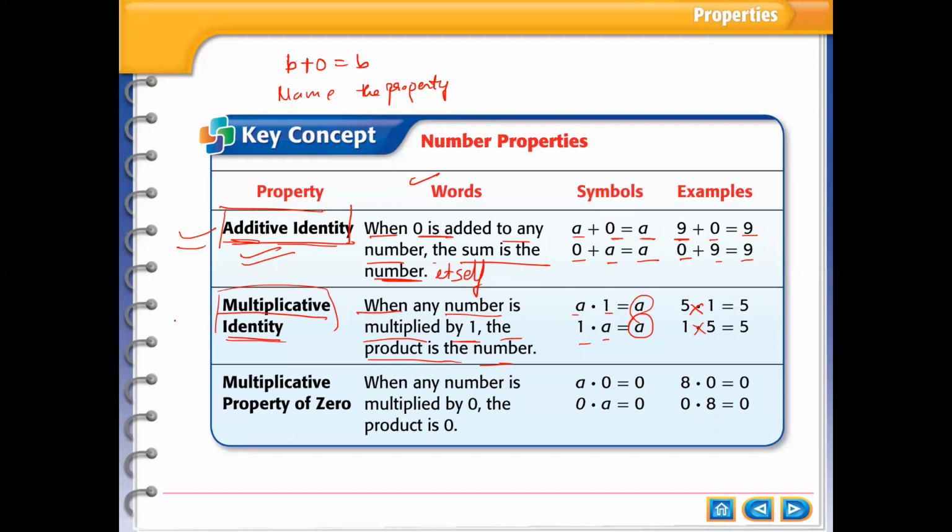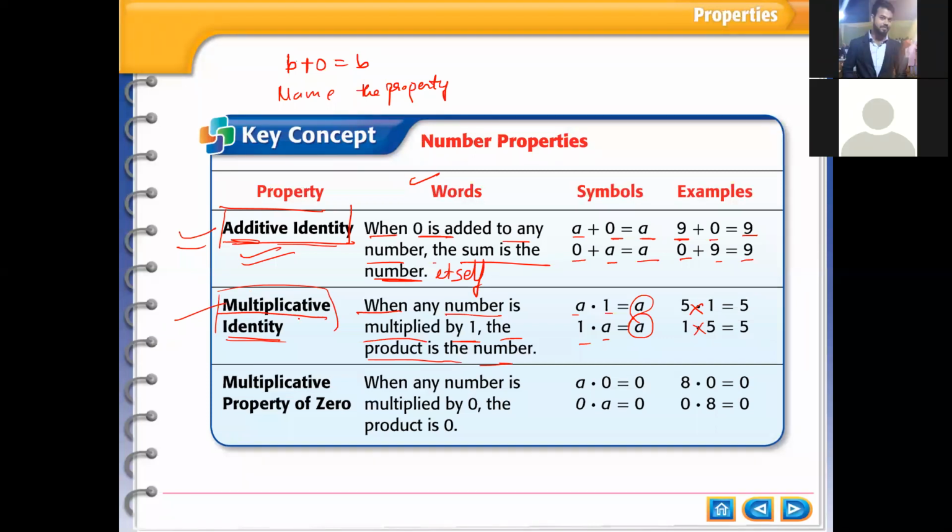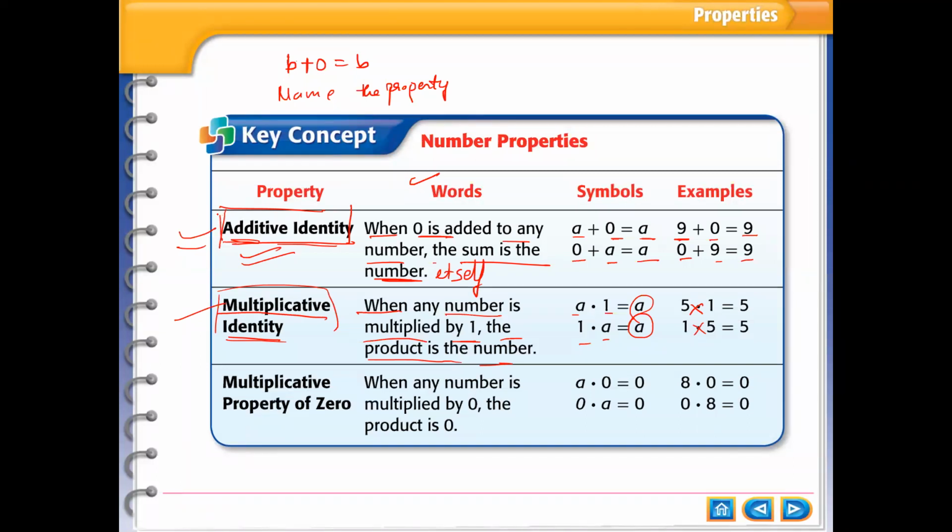In the multiplicative identity property, we have to multiply. You can remember these properties by their names. In additive identity, we are adding 0. And in multiplicative identity, we are multiplying by 1. So you can remember the names of these properties and their characteristics by their name.